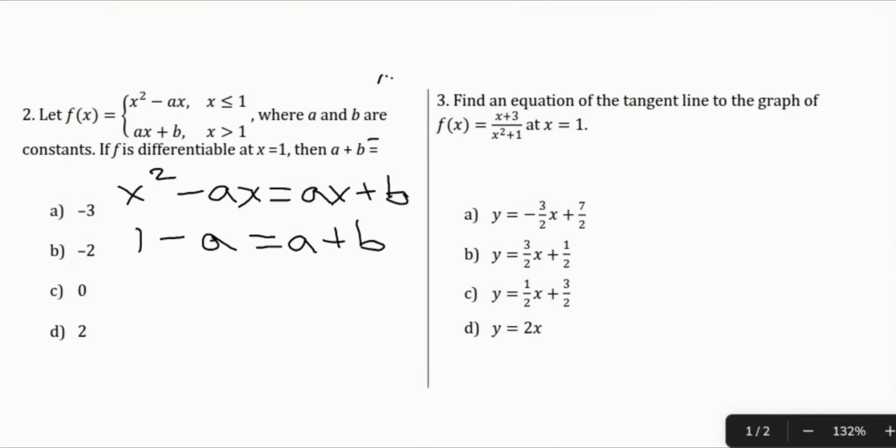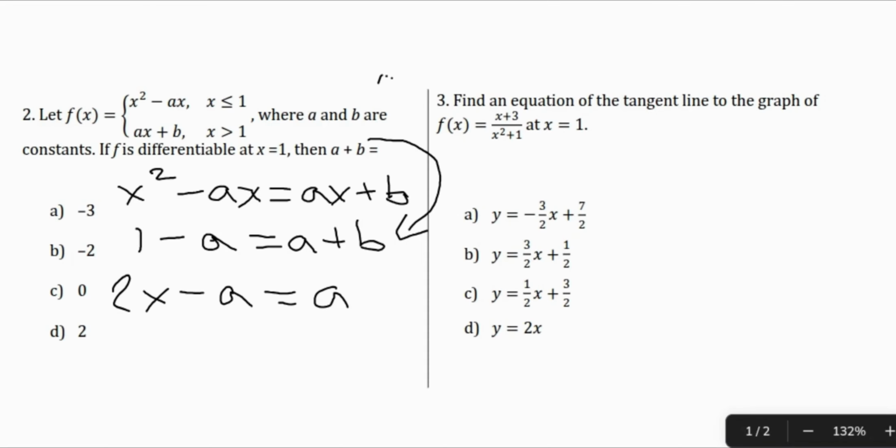Now, we're going to be using this equation later because we really only need to find the a plus b value, which means that we only need to find the a value because it equals 1 minus a. And another property of differentiability is that the derivatives also have to equal each other. So we're going to find the derivatives of each equation. So 2x minus a is equal to just a. The derivative of b will just be 0 because it's a constant.